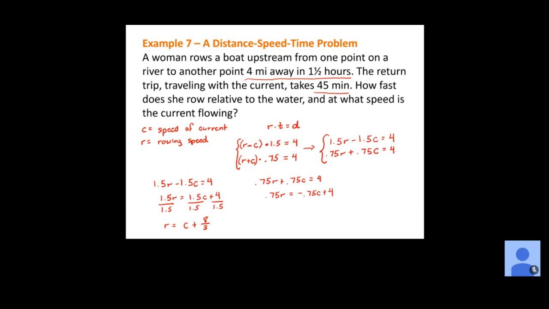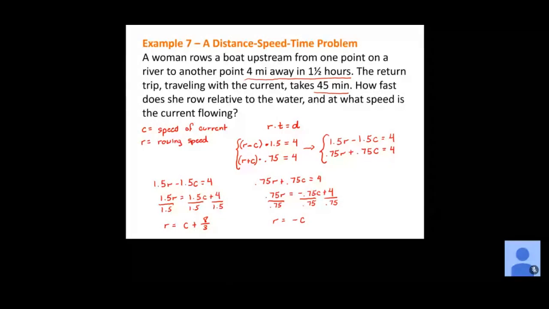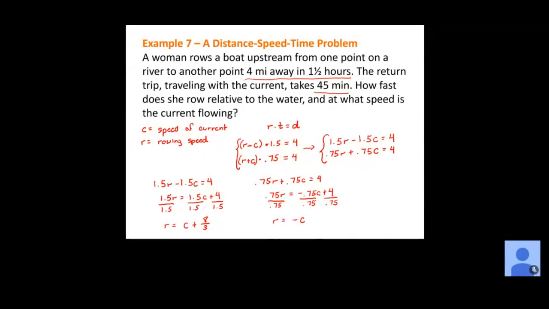So this time we're going to divide by 0.75. Again, divide every single term when you do that. Now we have R equals. This time we have a negative 0.75 divided by 0.75. So that's going to give us a negative C. And then what's 4 divided by 0.75? So 16 over 3, right? That would be 5.3 repeating as the decimal. But again, just in terms of our graphing, let's keep it as a fraction so we have an exact value there.